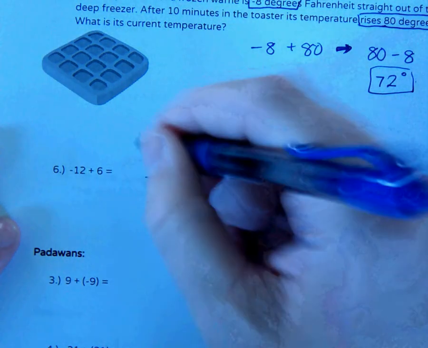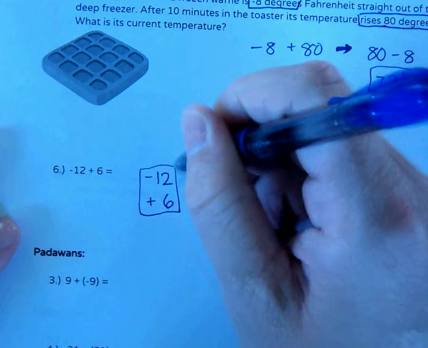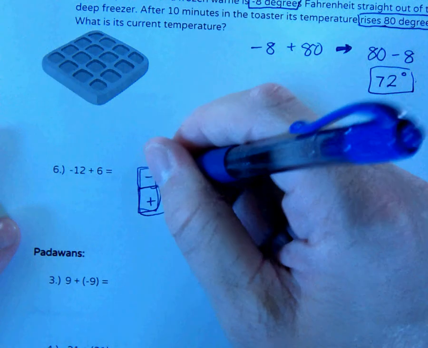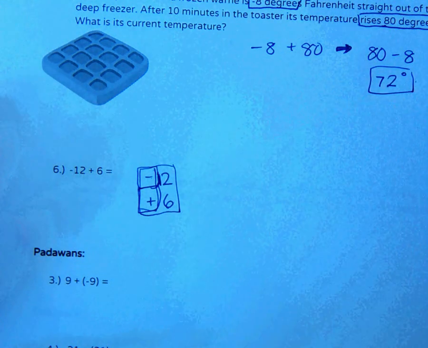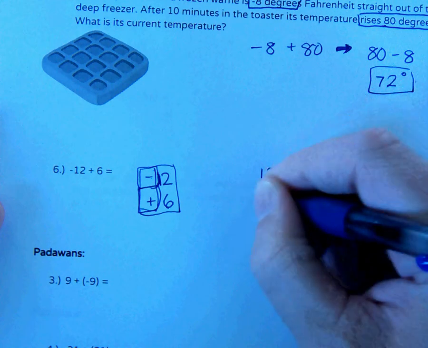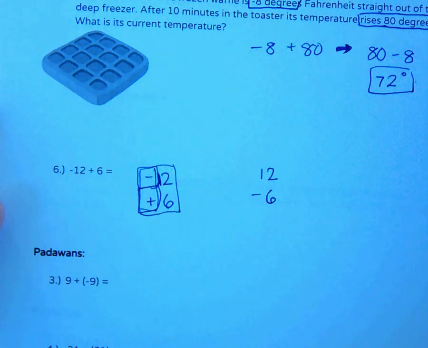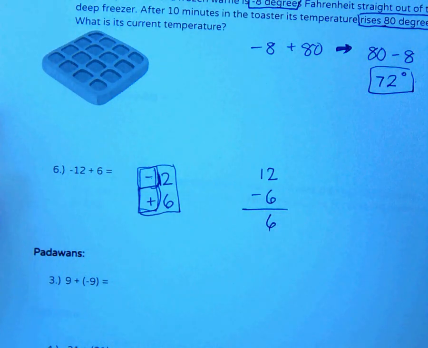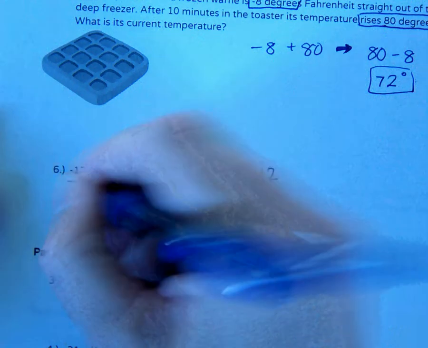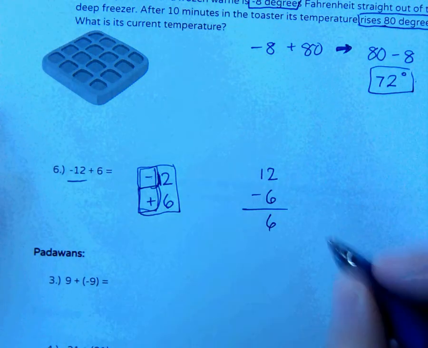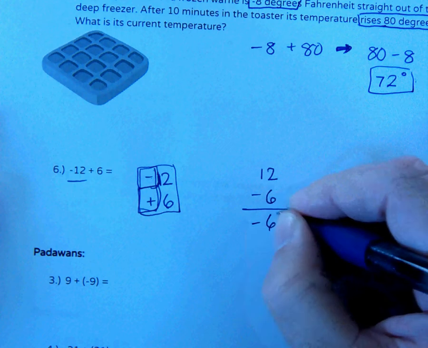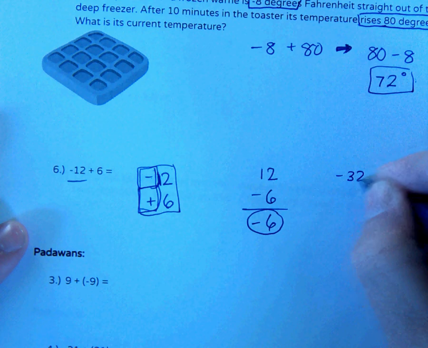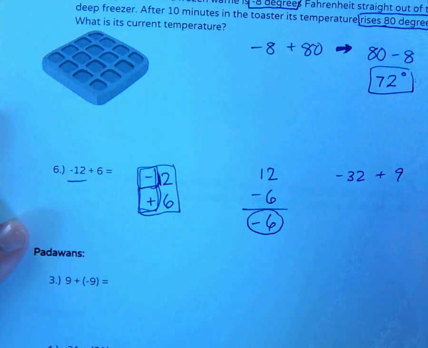The way I think about any question that has two signs that are not the same, so we have a negative, we have a positive, is I think about them as a subtraction problem, and I'm always going to subtract the smaller one from the bigger one because that's how most of us think. But remember that the larger of the two numbers, negative 12, was negative, so the actual answer is going to be negative. So another example would be something like negative 32 plus, I don't know, 9.